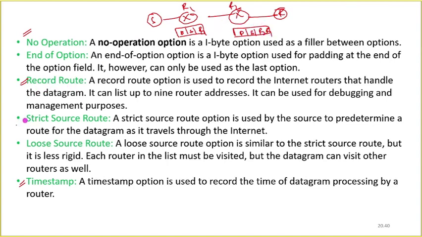Strict source route means the route is fixed. Loose source route means some routes are fixed and some are not. So some routers are fixed, meaning the data should pass through those routers; those are the loose source routes. That is the basic idea. You can just go through it.